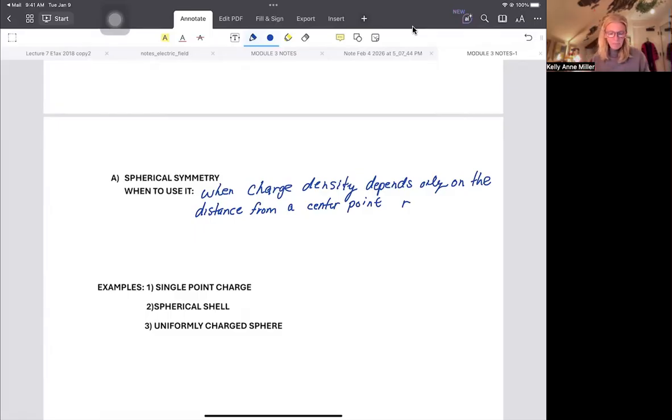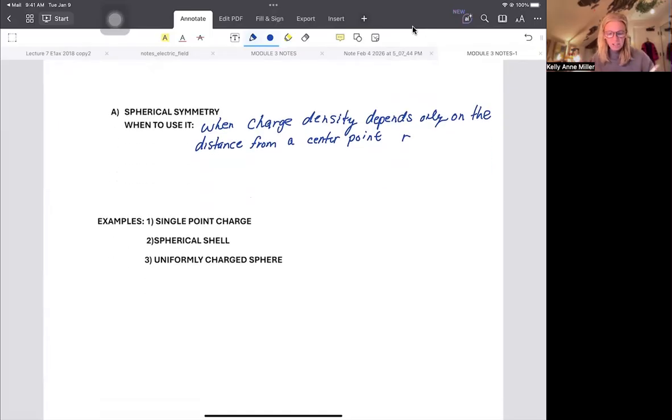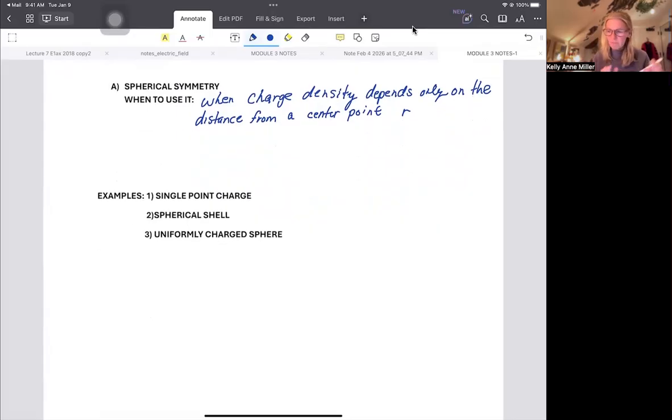Okay. There's really 3 categories of spherical situations. There's a single point charge, there is a spherical shell, and then there's a uniformly charged sphere. We're going to talk about each of those in turn because they come up frequently. So let's do the first one, the single point charge. We've kind of already done it. It's very easy.